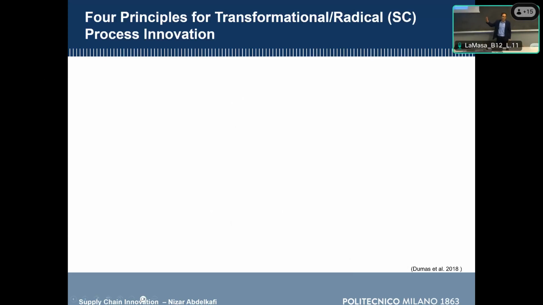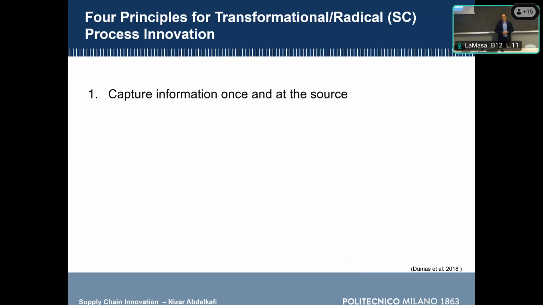Okay, from this, by the way, what we will do is distill some principles. We will do a distillation of important principles, independently of this example, that we can use whenever we have a supply chain process or a process like this in order to improve it. So the first principle is: capture information once and at the source.